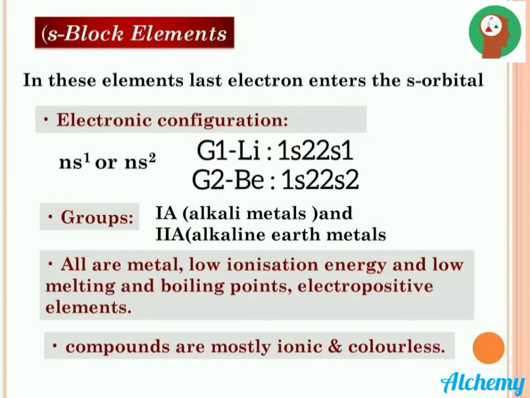The general electronic configuration of group 1 elements is ns1 and that of group 2 is ns2. For example, lithium, which is a group 1 element, has the electronic configuration 1s2, 2s1. On the other hand, beryllium, which is a group 2 element, has the electronic configuration 1s2, 2s2. All the elements of the s block are metals. They have low ionization energy and low melting and boiling points, and they are electropositive elements. The compounds of the s block are mostly ionic and colorless. For example, the common salt NaCl, which is a compound of sodium, is colorless and is an ionic compound. It is made up of Na+ and Cl- ions.